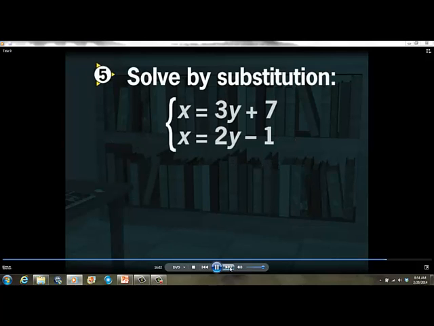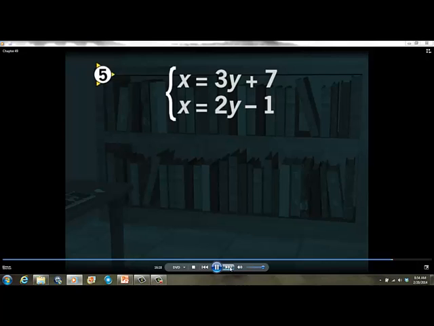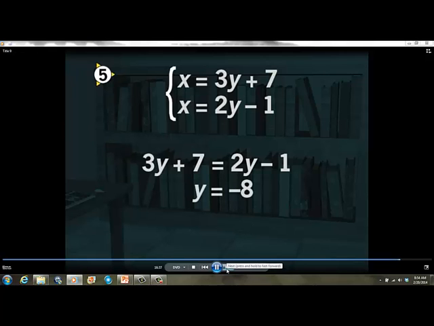In question 5 of your guided notes, solve by substitution the system of linear equations x is equal to 3y plus 7, x is equal to 2y minus 1. Since both equations are solved for x, the expressions 3y plus 7 and 2y minus 1 are equal. Set the expressions equal to each other and solve. Subtract 2y and 7 from both sides to get y equals negative 8.